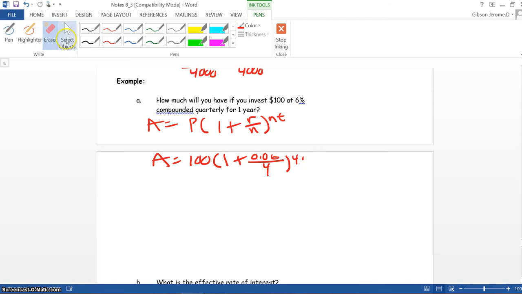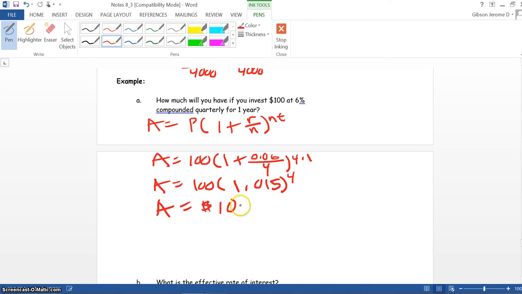Okay, so now that we have this here, we will have A is equal to 100, and in this parenthesis, it will end up being 1.015, and we know 4 times 1 is 4. So A is equal to $106.14.